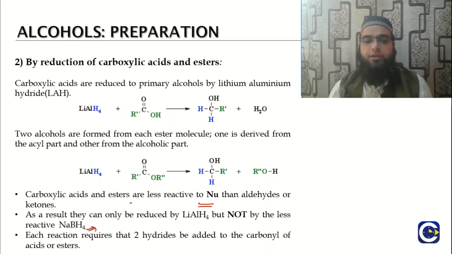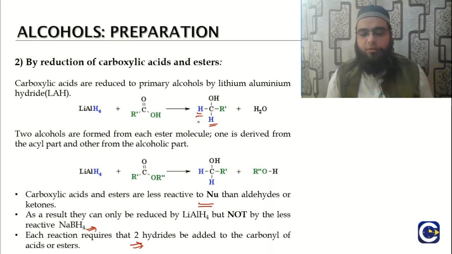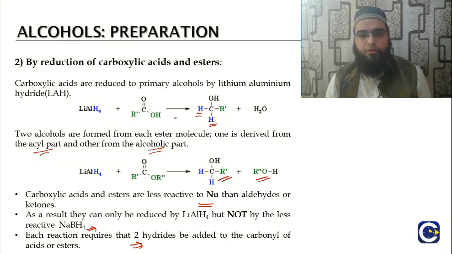In each reaction, two hydride ions are added to the carbonyl compound, either an ester or a carboxylic acid. We'll explain the mechanism of the reaction, and in the mechanism we will be clear about how the reaction goes. We have to remember that here we get two alcohols, one from the acyl part and another from the alcoholic part. We'll look at these aspects in the mechanism.